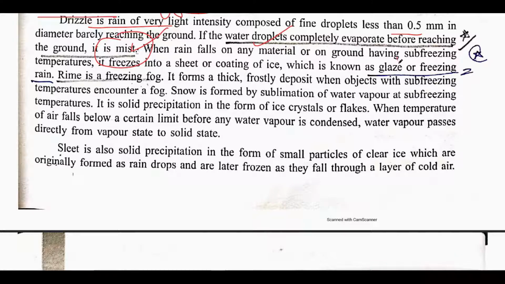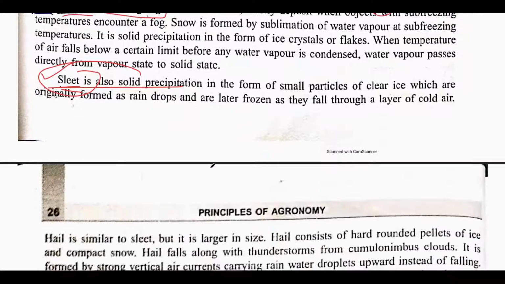Now, the other important part is glaze, rime, and sleet. See, these are terms that are very confusing and also very important. Glaze refers to freezing rain, rime refers to freezing fog, and sleet is a solid precipitation, as you must have seen with hail. The same is sleet.